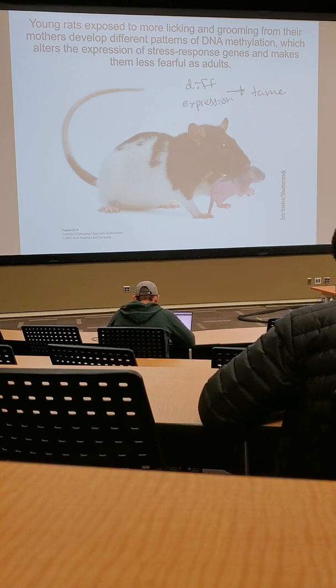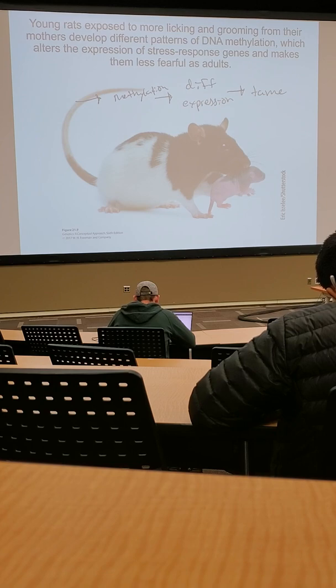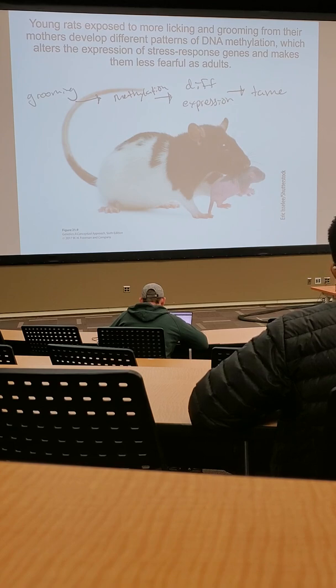That's an easy way. We know how expression leads to phenotype. Now, how do you get differential expression, right? Methylation. The thing we don't know, but we can experimentally show, is grooming. So somehow grooming leads to methylation changes that lead to gene expression changes that lead to this pain behavior. Okay. Any questions on that?